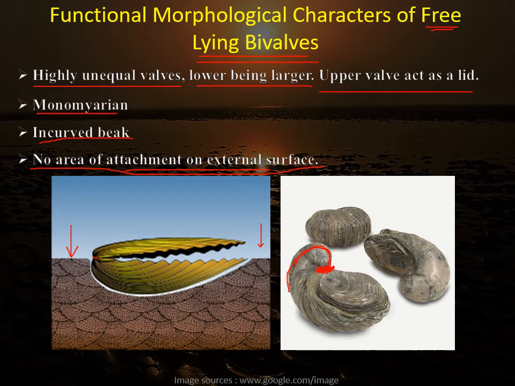But in this case, as they are not attached to any kind of hard substrate, they freely lie over the sediment surface. So they do not have any attachment scar or cementation scar on the external surface of the larger lower valve. So any highly unequal-valved bivalve, that is, a bivalve having two unequal valves, monomyarian, with no attachment scar, indicates a free-lying bivalve.